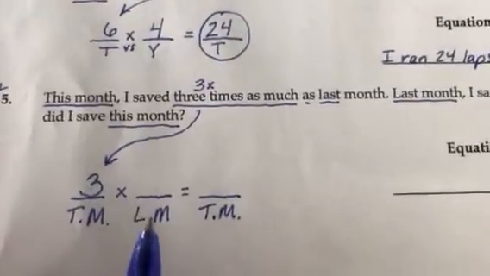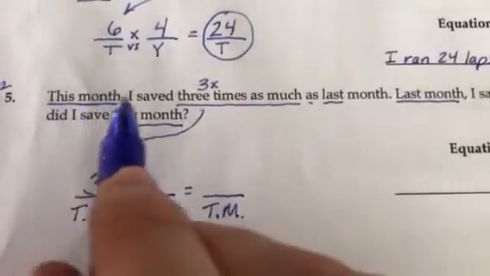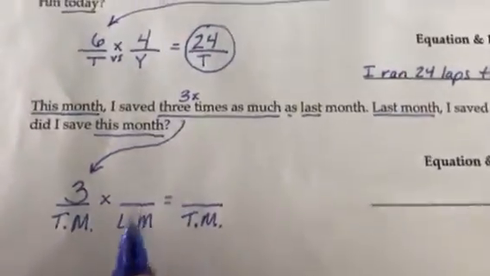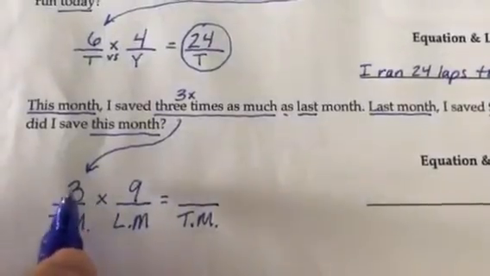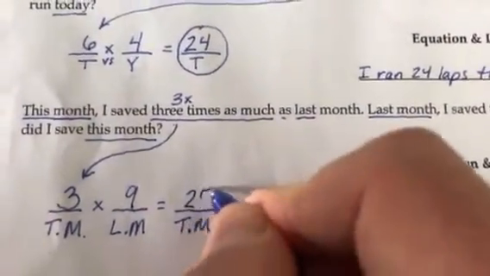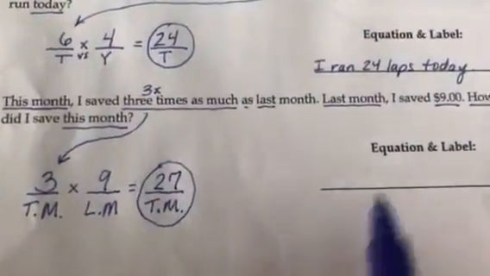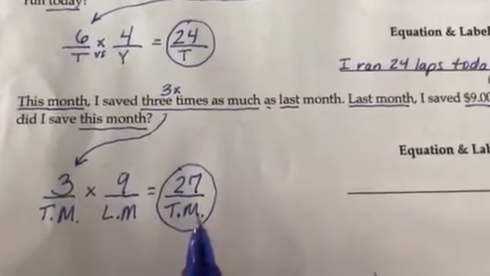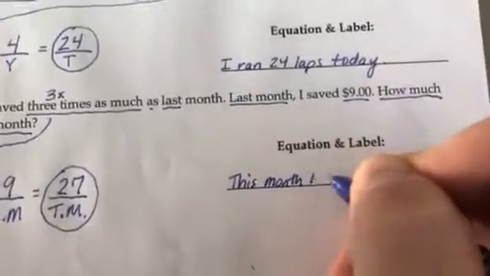Now we just put in what we know. Do we know last month or this month's real number? Let's look. This month, 3 times as much. Last month, $9. So there we go. Last month, $9. And now we can do this. So 9 times 3, 1 less, 27. Circle our answer. And we can go ahead and answer the question. How much did I save this month? And you can see this month I saved $27. So we go ahead and write it.